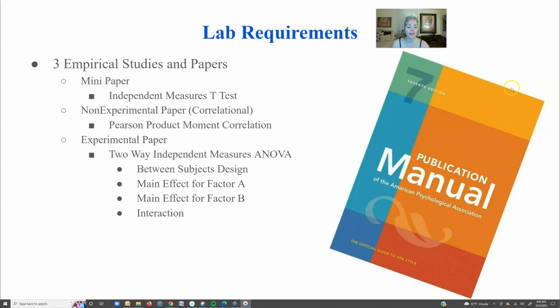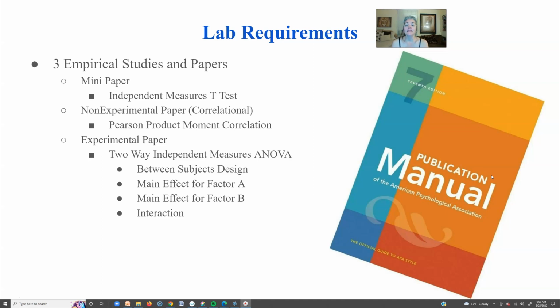So your APA manual will be your best friend in this class. Although we don't have a required textbook, you are required to have the APA manual. If you are a psych major, which I trust you are taking this class, you are going to utilize this manual throughout your academic career. So just become very familiar with it now. And part of your APA module you'll actually be reading the different chapters of the APA manual, and you'll be applying some terms and concepts.